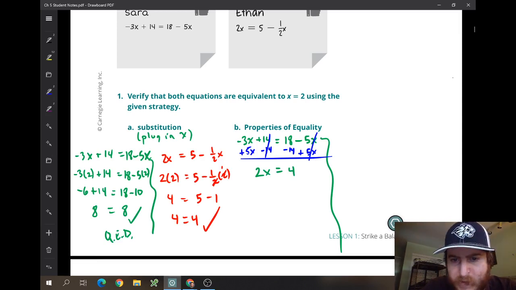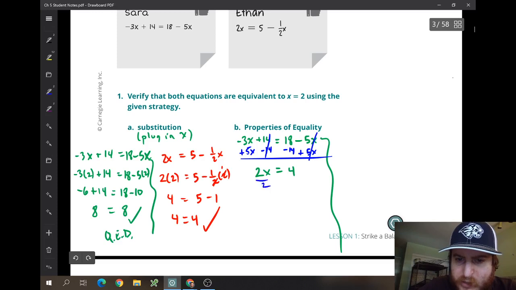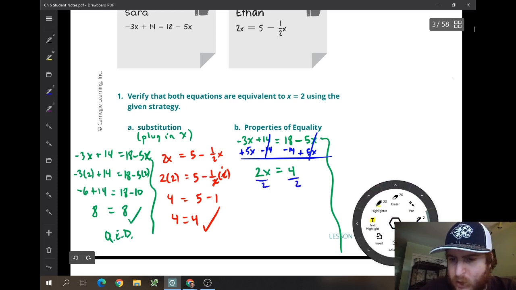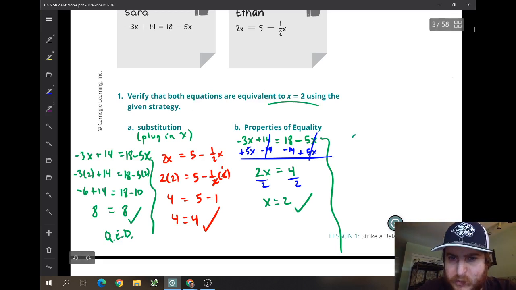Now, when we're verifying this with the properties of equality, we might want to write in what we did, and we'll get there later. So what we did is the addition property of equality when we added the 5x. We did the subtraction property of equality when we subtracted 14. Now we have 2x equals 4. We're going to divide both sides by 2. That's the division property of equality. And so we get x equals 2. Again, that's what we were trying to do. They said, verify that both are equivalent. So we did.